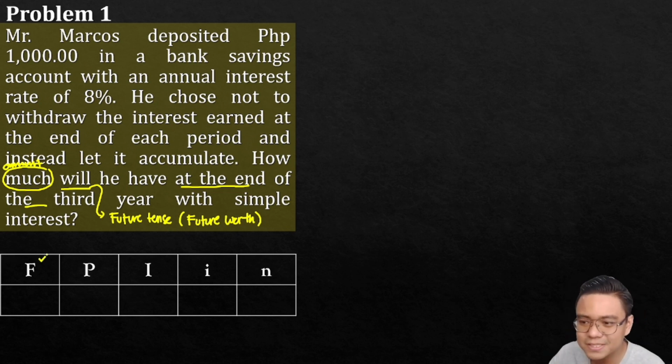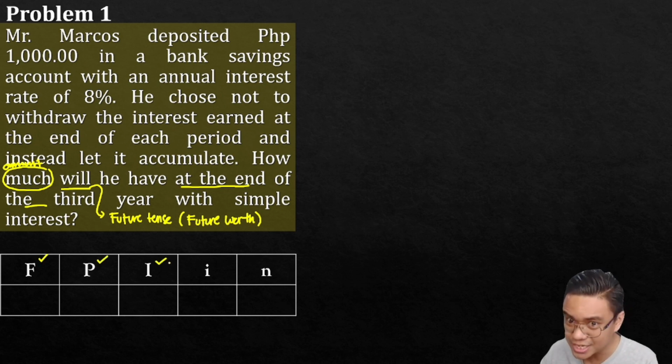So, the F here represents the future worth. The P here represents the present worth. The I here represents the interest earned, not the money, not the rate, okay?